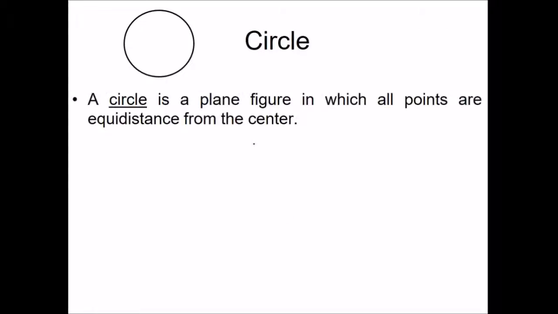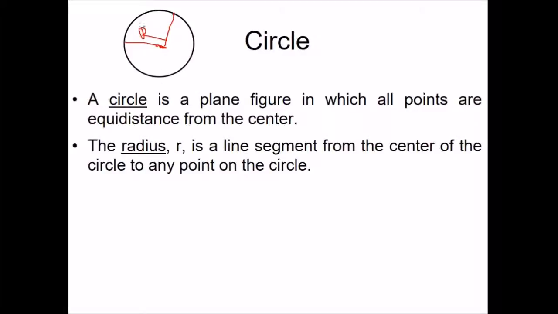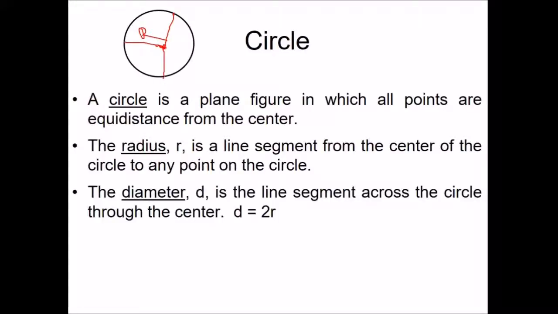Now coming to the circle. The circle is a plane figure in which all points are equidistant from one point, which is called the center. This is the center. Any point you take will be at the same distance from the center, and we call it the radius. This radius is the line segment from the center of the circle to any point on the circle. What is the diameter? This is the line segment across the circle through the center. This is the diameter because it has to pass through the center. So this is R, this is R. What is the length? It will be 2R.